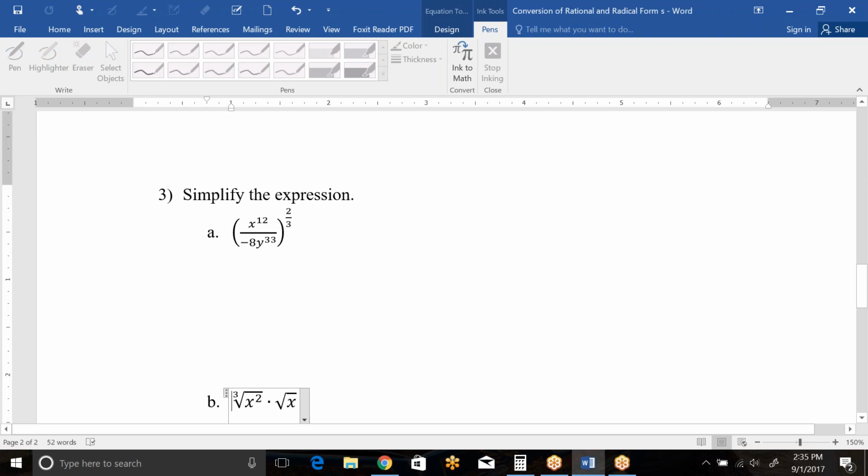All right, so let's talk about, and I just made up 2 different examples of why we want to know how to convert back and forth. You could do this one with just exponent laws, but then you do eventually have to do something with the radical because of the -8 in the bottom.